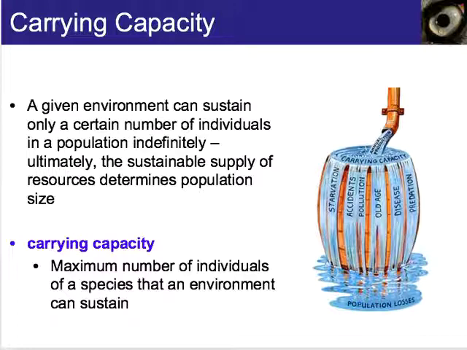A given environment can sustain only a certain number of individuals in a population indefinitely. Ultimately, the sustainable supply of resources is going to determine the population size, right? If you have a fish tank, there's only so many fish that are going to be able to live in there. And if you give them a limited amount of food, eventually, even if those fish breed and populate that tank, there's only a limited amount of space and there's only a limited amount of food. So the carrying capacity is the maximum number of individuals of a species that an environment can sustain. And the way I think about this is you have a fish tank, it's the maximum number of fish that you can keep alive and healthy in that fish tank.